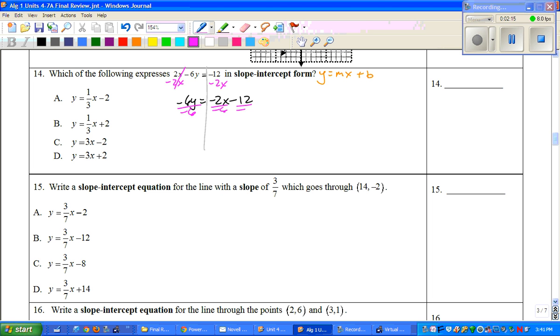Let's divide by -6. You're going to have to reduce that fraction. A negative divided by a negative is a positive. 2 over 6, you can divide that by 2 and you get 1/3. And -12 divided by -6 is a positive 2. So now you just write 1/3 x plus 2, and you get D.